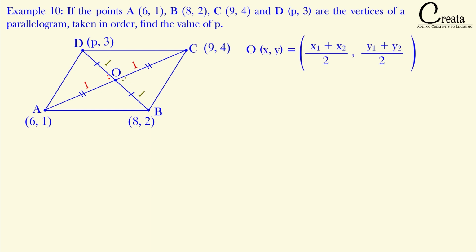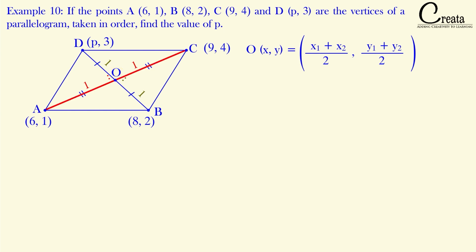So we can apply the section formula of midpoint. So we can calculate the point O using A and C and also B and D. After finding the point O using both the diagonals, we will equate both the equations. Then we will get the point P. Let's see what I am talking about.